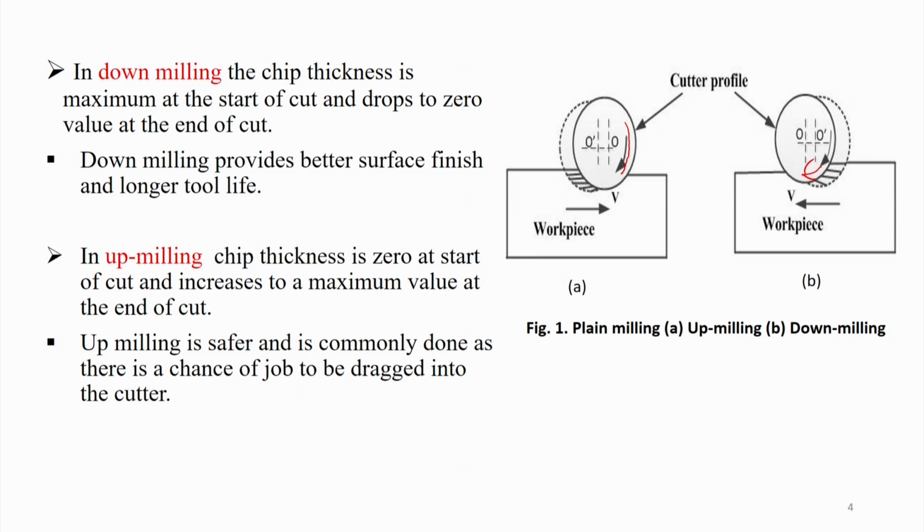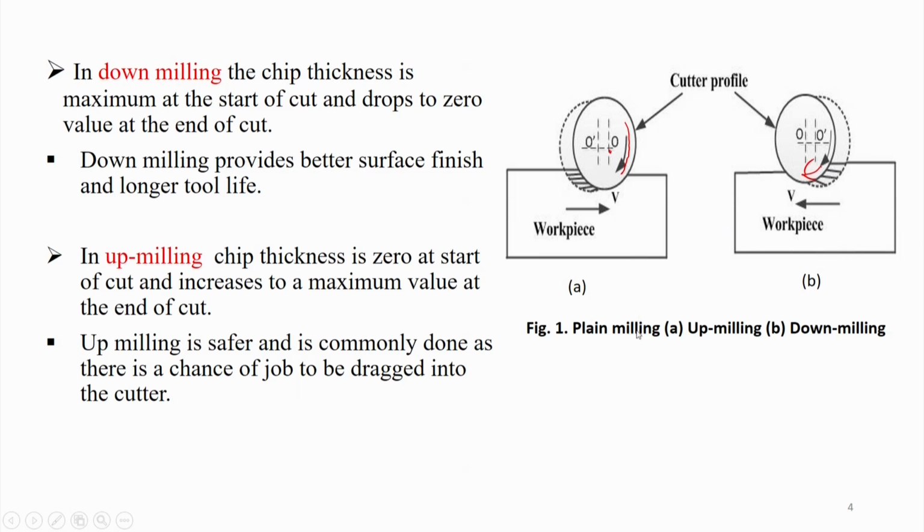See here, in this case, initially this is the center of the cutter O, and this has gone to O prime, that means relative to the workpiece, you can say this has moved from here to here. Similarly, in this case, the center is here and then it goes there. So, that means up milling and down milling processes have been shown here.